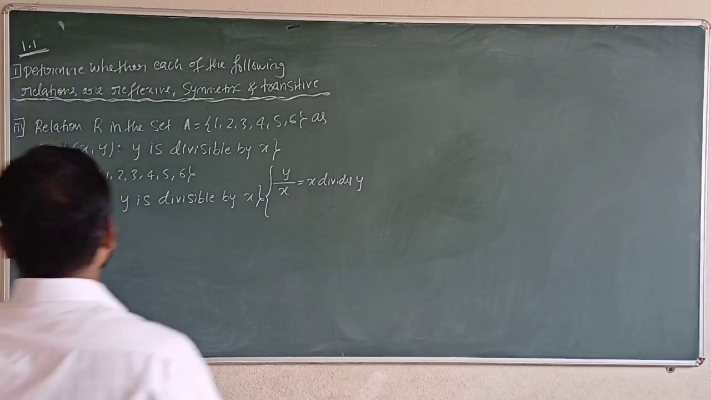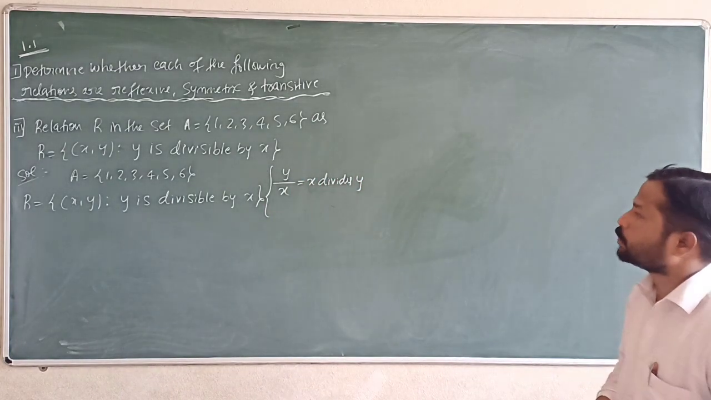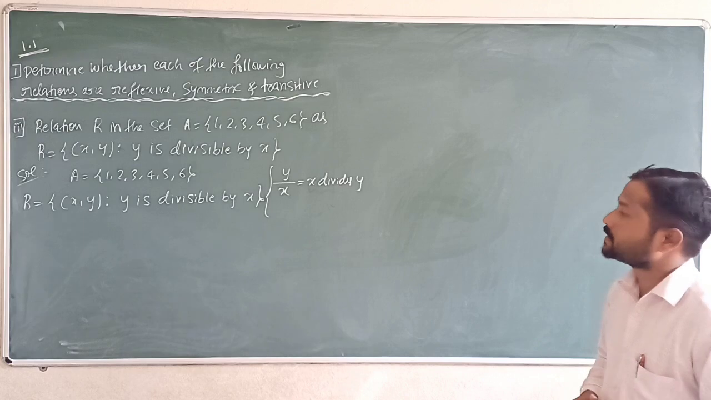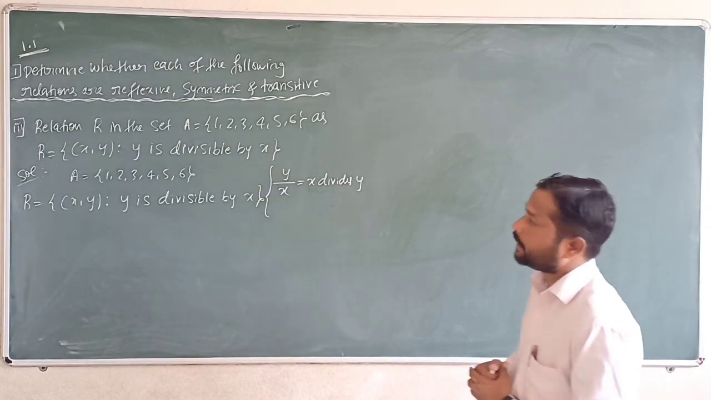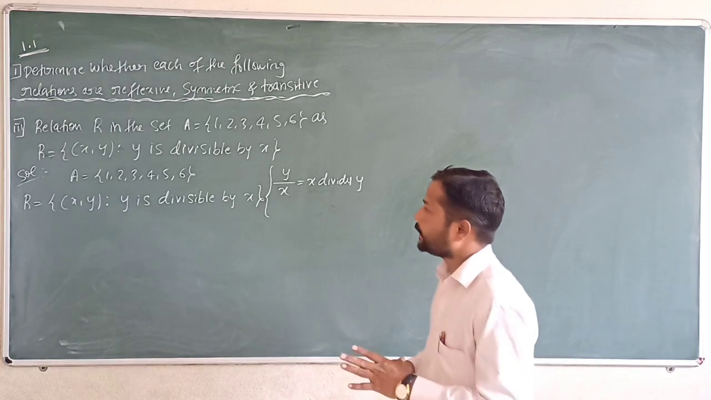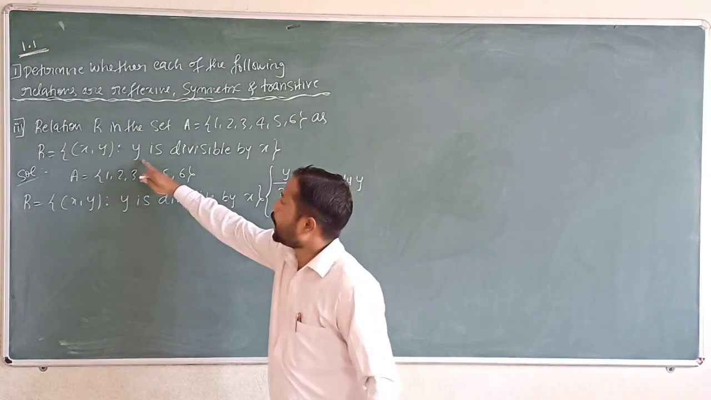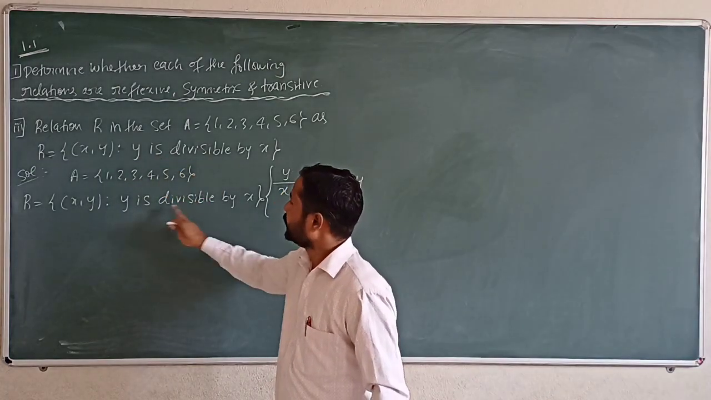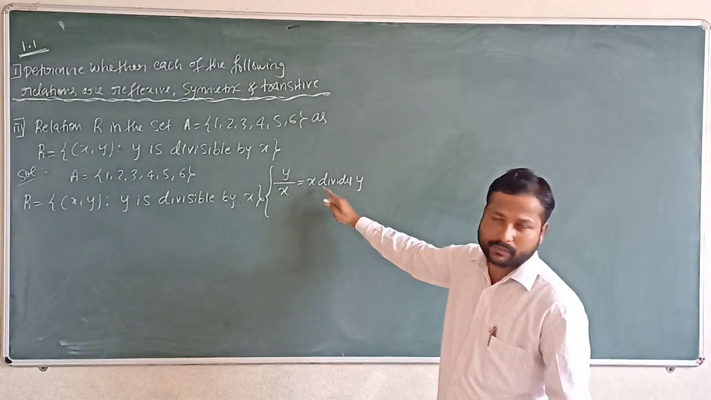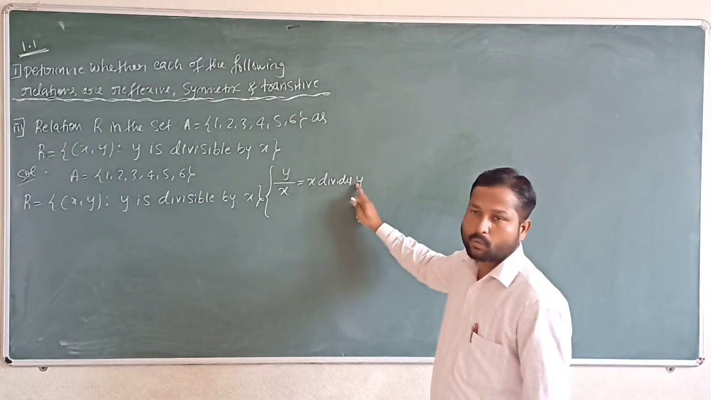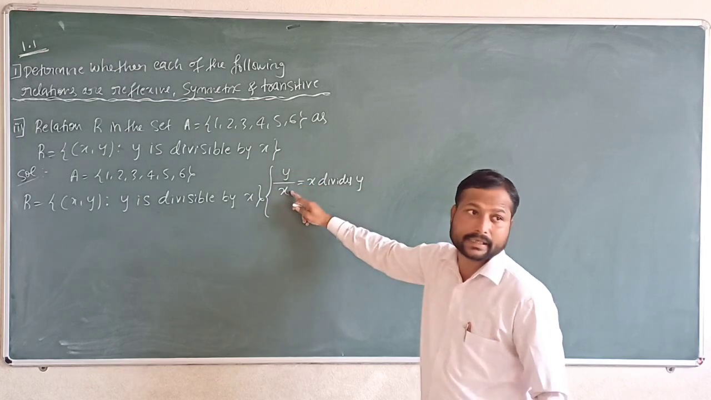Right, again the third question: the relation R in the set A equals 1, 2, 3, 4, 5, 6 is the given set, and the relation R equals ordered pairs x comma y such that y is divisible by x. Y is divisible by x means another form is what here? X divides y.